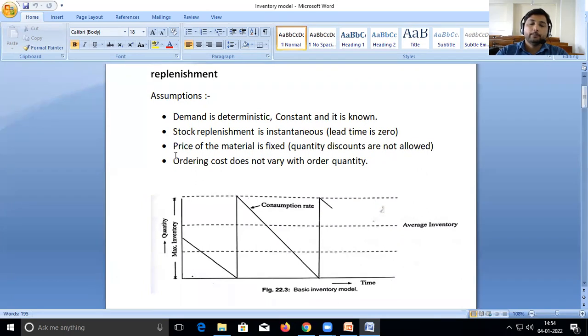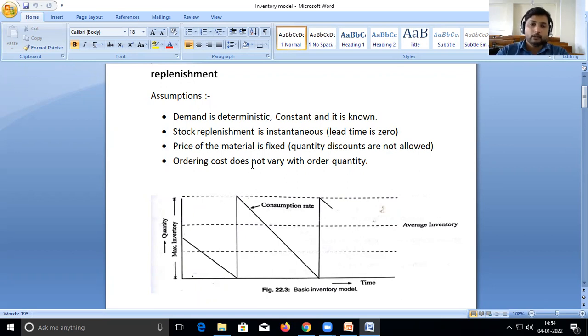So the first assumption is demand is deterministic. So you have come to know what the demand is. You forecasted and you got to know the demand. So demand is deterministic, constant and known. Now the second assumption is stock replenishment is instantaneous.